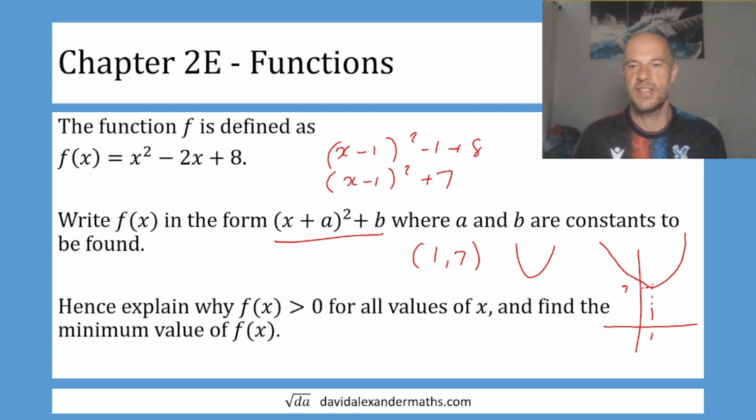The function of x is always greater than 0 because it's got a minimum value of 7, because it turns around at 1, 7. Okay, so that is the minimum value of the function. The minimum value of the function is this here. Okay, so that is the minimum value of the function of x, is the minimum y value.